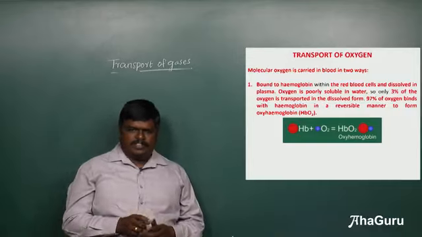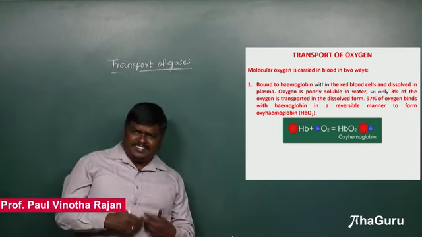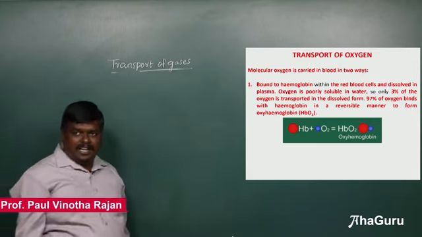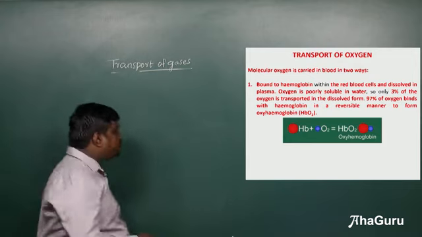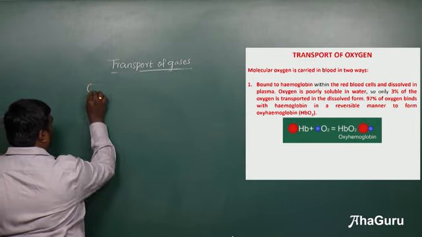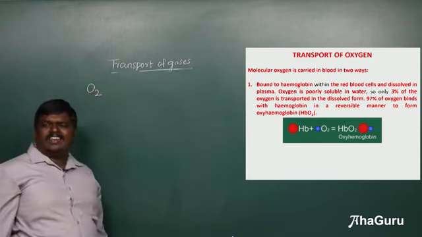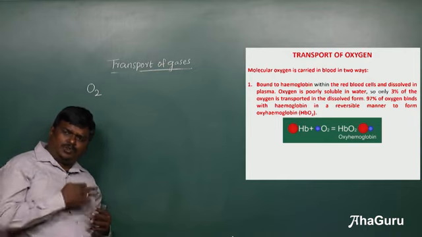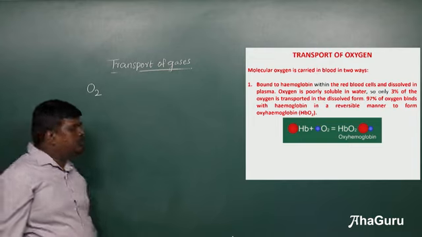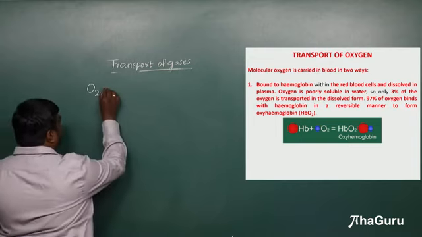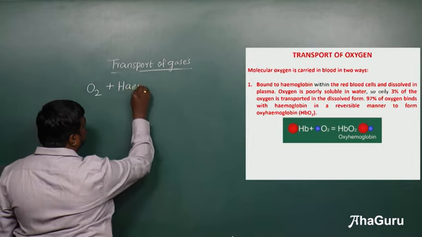Transport of oxygen. The oxygen that enters inside our alveoli of the lungs is transported in two ways. Oxygen in its gaseous form cannot be transported throughout our body. So what will happen here? The oxygen is combined with hemoglobin.